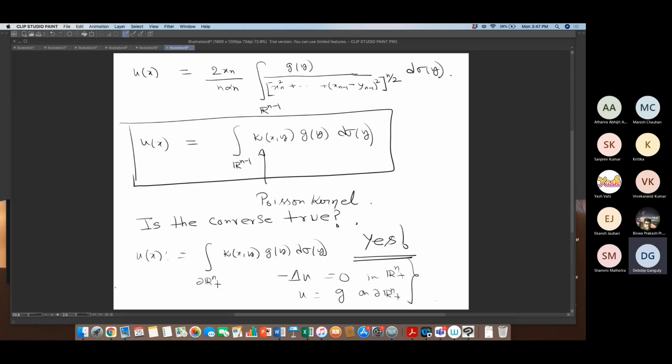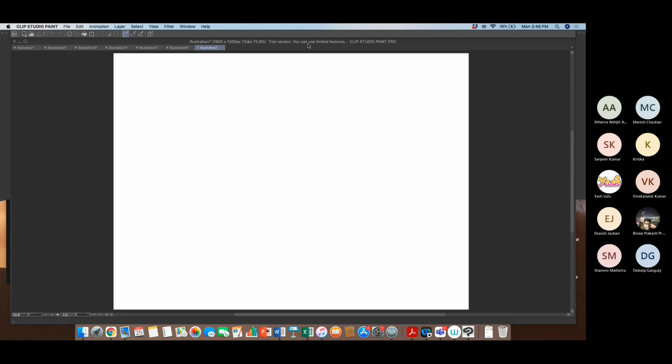I give you this as an exercise. Check, it is there in the book of Evans. Just check that if u of x is given by this equation, then it is also a solution. Is that clear? It's not difficult, you just try to do that. Now another example, as I said in the last class.